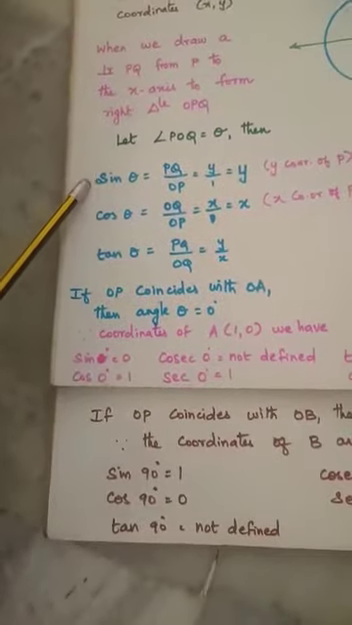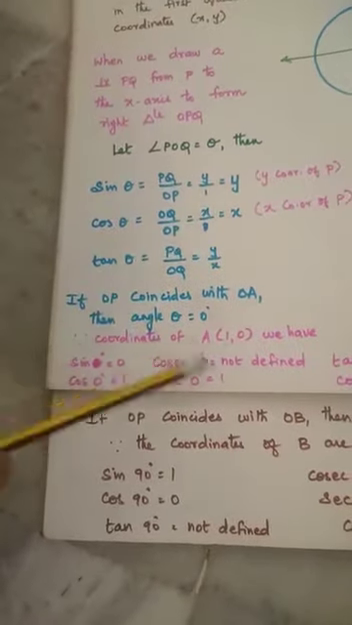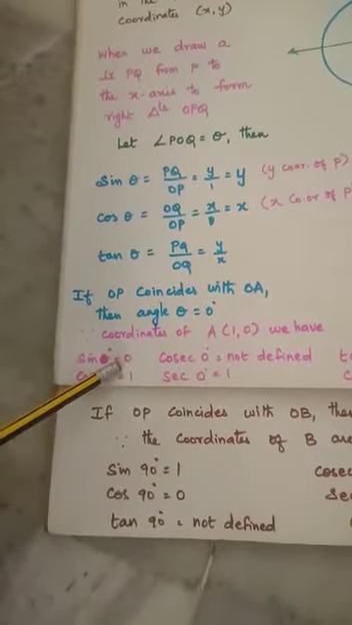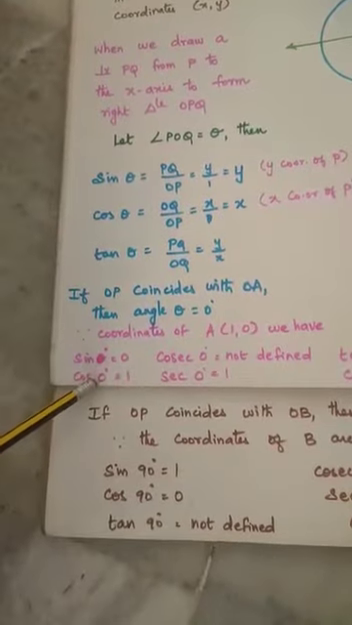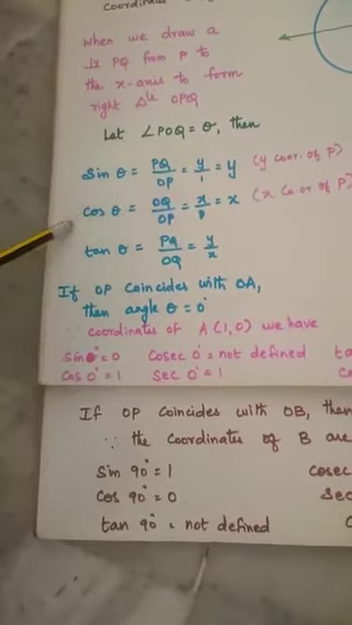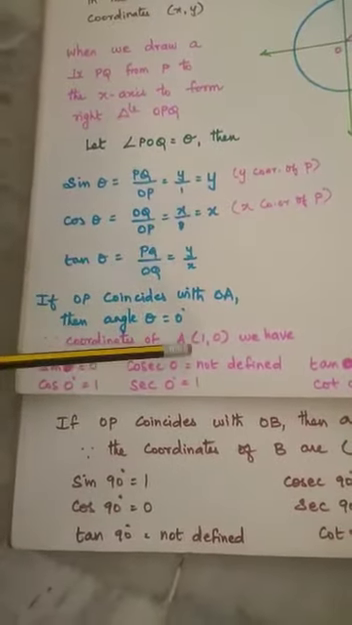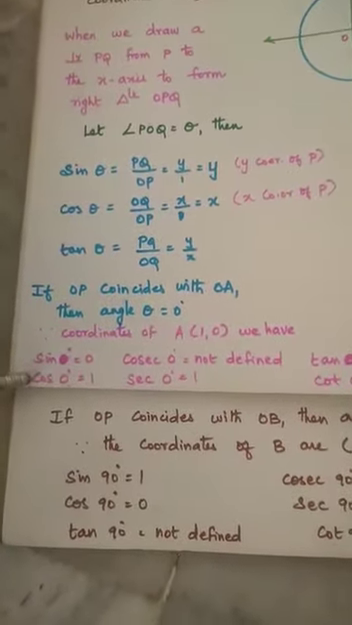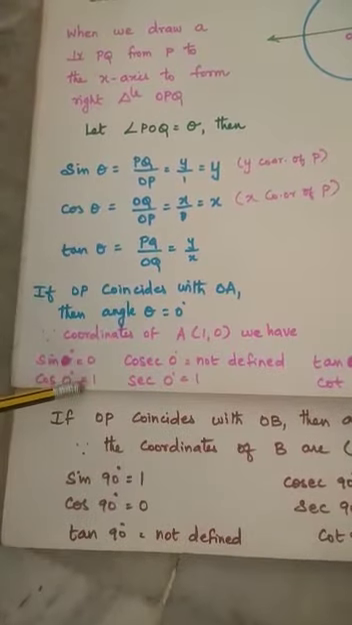So sin theta is equal to y, and the y value is 0, so you will get 0. Sin 0 degree is 0. Cos 0 degree will be x. What is the x value? That is 1. So cos 0 degree is 1.